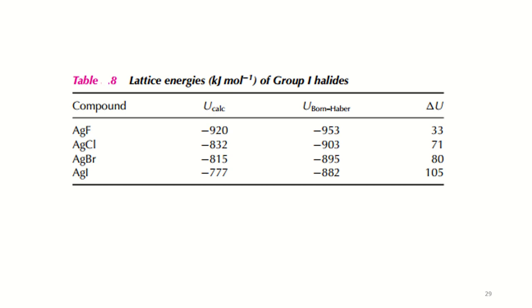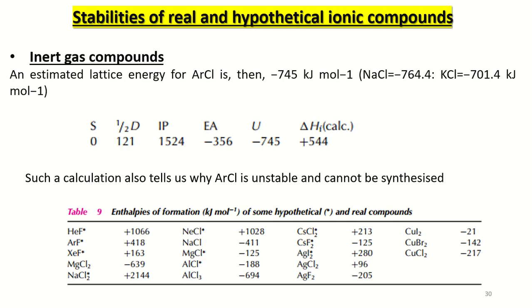So now we will talk about the stabilities of real and hypothetical ionic compounds. First of all are the inert gas compounds. One may ask whether it is worthwhile trying to synthesize, for example, argon chloride, apart from delta H formation, the heat of formation, the only unknown in the equation we already discussed. Suppose that hypothetical argon chloride had the rock salt structure and the radius of the argon Ar+ ion is between those of the sodium ion and the potassium ion.